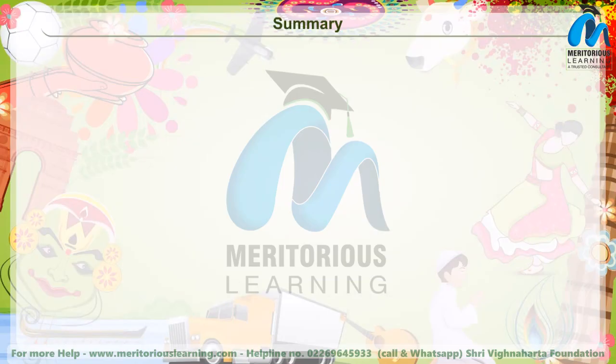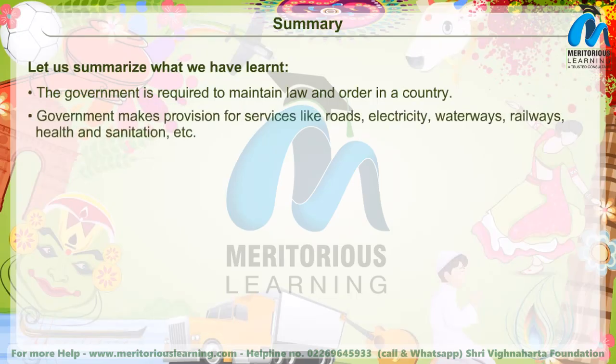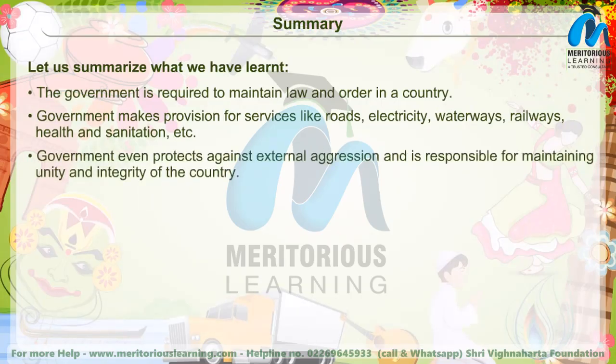Summary. Let us summarize what we have learned. The government is required to maintain law and order in a country. Government makes provision for services like roads, electricity, waterways, railways, health and sanitation, etc. Government even protects against external aggression and is responsible for maintaining the unity and integrity of the country.